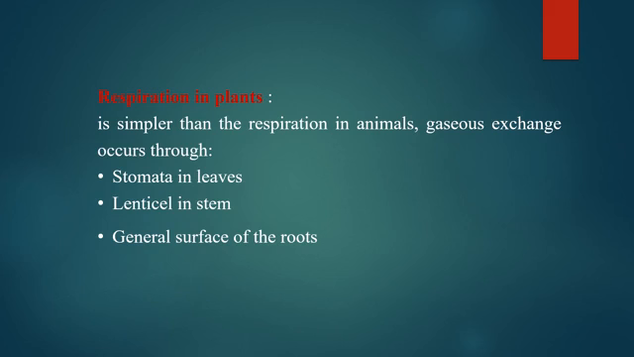As we have studied how respiration occurs in human beings, now we will study how respiration occurs in plants. You know, in plants there is also respiration. As in previous classes you have studied about the stomata, in the stomata the exchange of gases takes place. Other structures through which the plant can respire are lenticels, which are present in the stem, and the general surface of the roots, by which the plant respires.